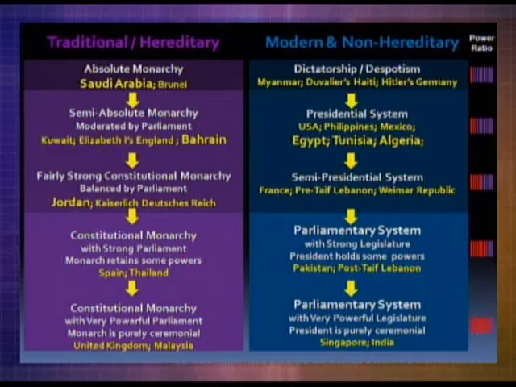Until the time that the British colonists in America became so-called more Americanized, they continued to think that the UK was still run by the monarch, in the same way that Elizabeth was running. When they decided to come up with their own system, they decided we are going to still have a similar system, but instead of having a king, we will have a president. In this diagram that you have here, modern and non-hereditary dictatorship, despotism. And under the presidential system, you cited the USA, Philippines, Mexico, and Egypt, Tunisia, and Algeria.